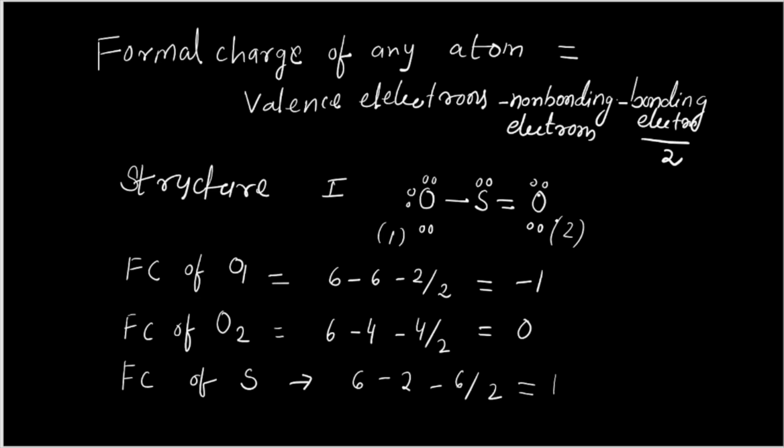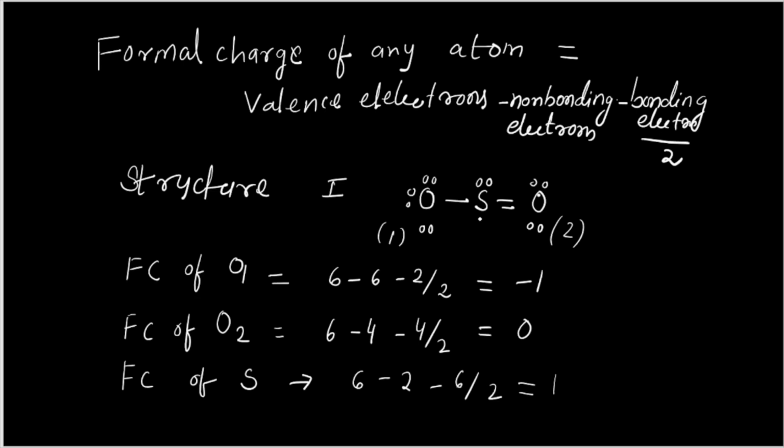Here you first calculate the oxygen valence electrons, 6, and how many non-bonding electrons. The electrons shown here are non-bonding electrons because they never form bonds, but when there is a bond sign, that is bonding electrons. And how many bonding electrons here? Since there are 2 covalent bonds, that is 4. So 4 by 2, and after calculation the value is 0.